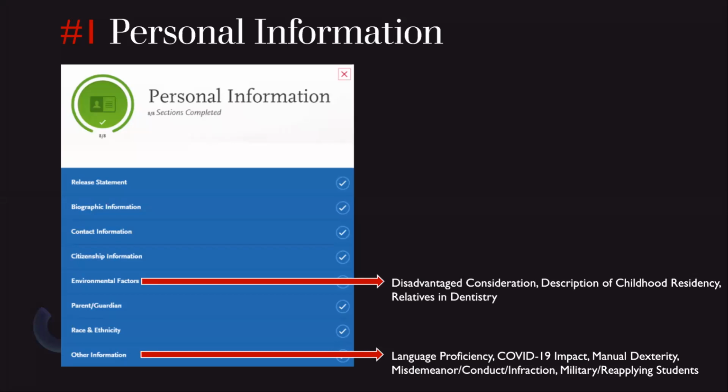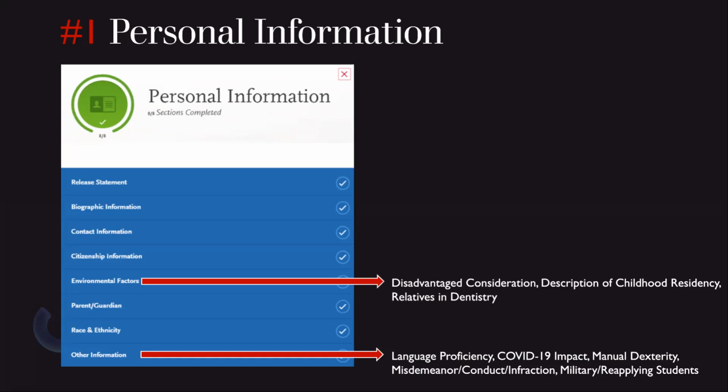So nothing too intensive. And then you can see parent/guardian, race and ethnicity, and then other information, which includes language proficiency. So for example, if you are minoring in a language or if you spoke a second language at home, you can explain your proficiency level and give some more details about that.